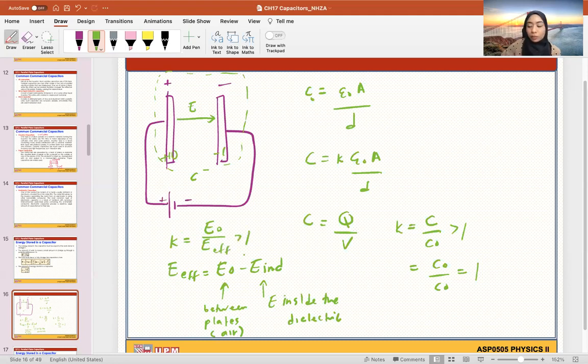So this will be greater than 1 if we have a dielectric. So everything is easy so far. Just a bunch of equations. And we talked about how they become negative and how it becomes positive, which is you donate and receive. Sorry, this guy is donating. This guy is receiving. Okay, so that is what we have learned so far in 2 minutes.